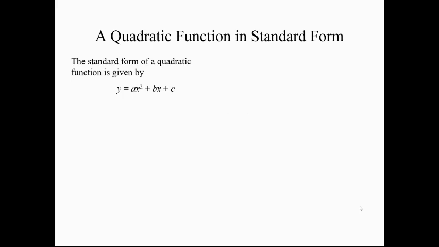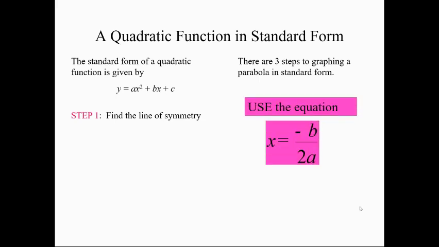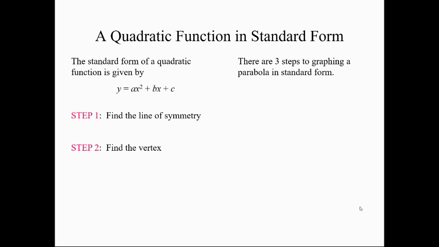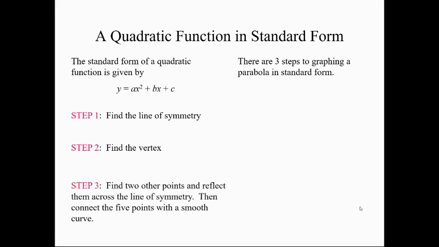Okay, quadratic functions in standard form. The standard form of a quadratic function is given by y equals ax squared plus bx plus c. There are 3 steps to graphing a parabola in standard form. Step number 1, find the line of symmetry. Remember, we find the line of symmetry by saying x is equal to the opposite of b divided by 2 times a. And then we're going to find the vertex. Well, we're going to use that line of symmetry equation, find the x value, then plug in for y. And the last step is to find 2 other points and reflect them across the line of symmetry, and then connect the 5 points with a smooth curve.